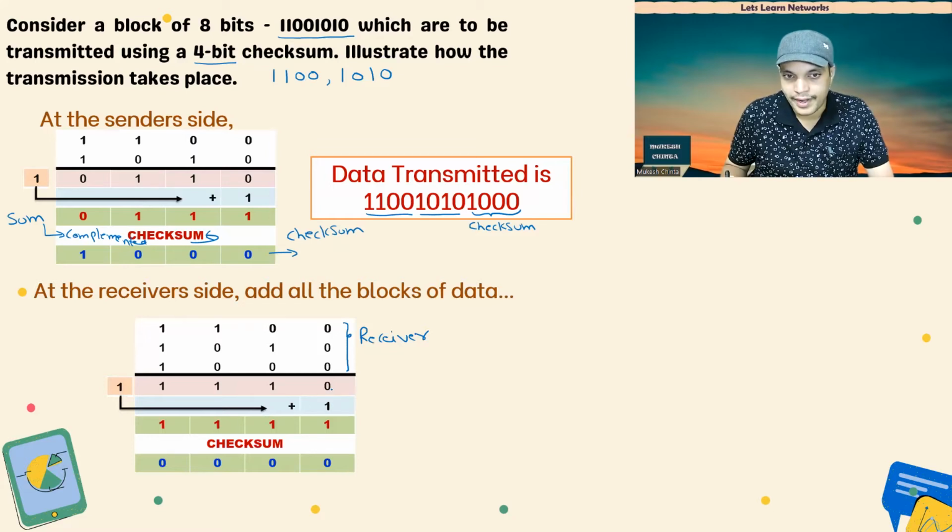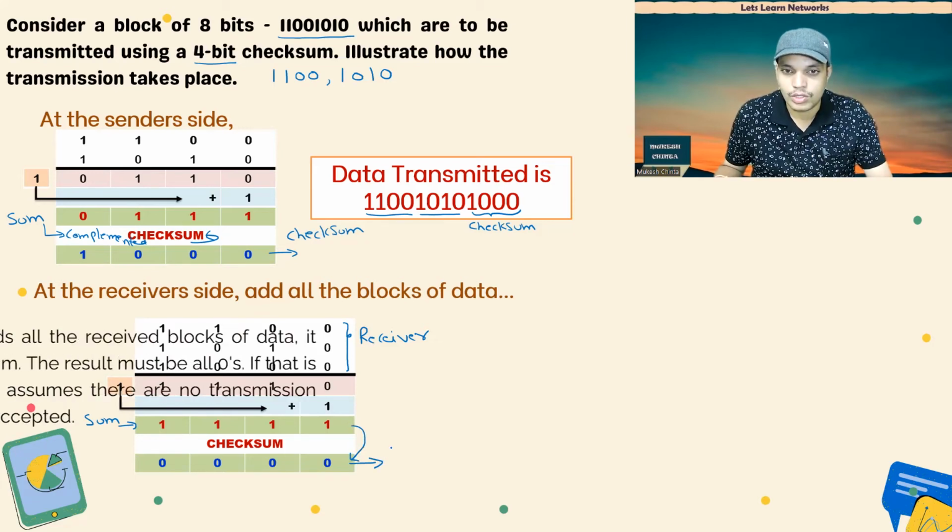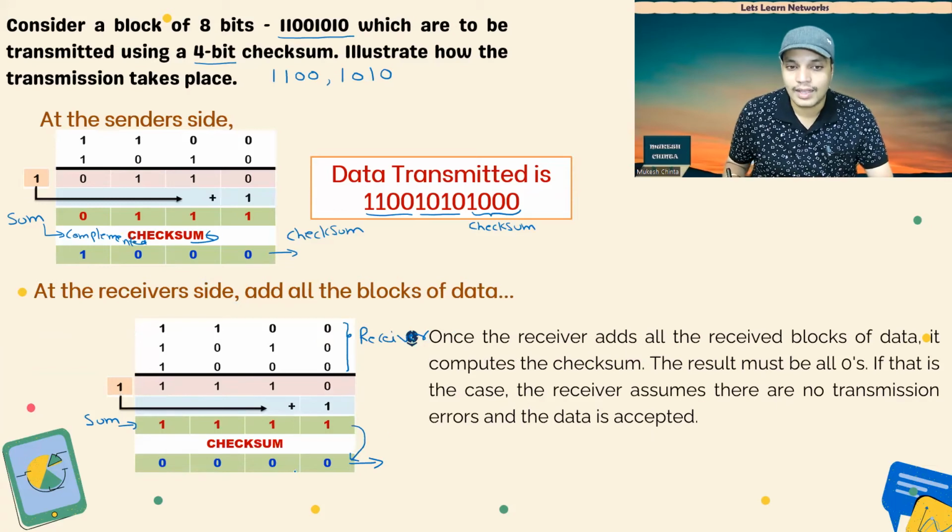So if you add it, 1, 1, 1, 1. Once again, this is your sum. And once you complement this, you get your checksum, which is all zeros. So once you get all zeros, it automatically means that the receiver has received the data without any errors.